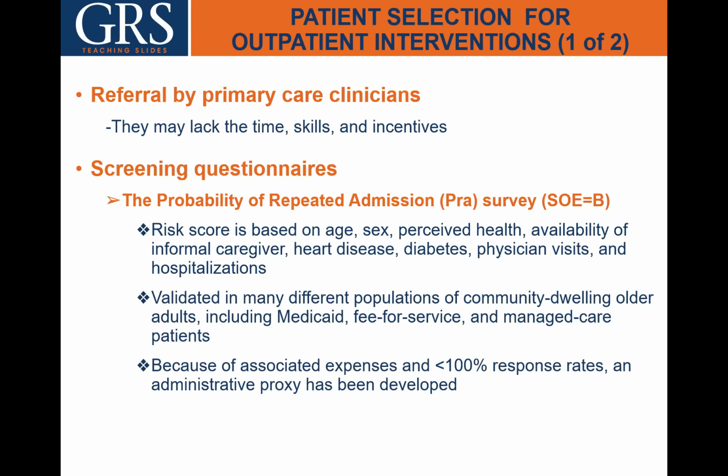The first one is the Probability of Repeated Admission survey. It contains a risk score based on patient age, sex, and health conditions, and it has been validated in many different populations of community-dwelling older adults in order to get a whole picture of what's going on for those patients. Basically, this is one of the questionnaires to help us screen those patients.